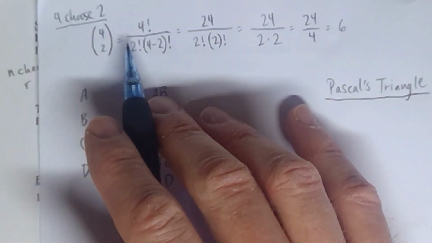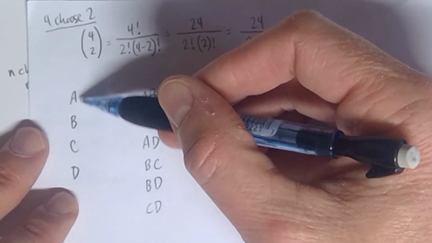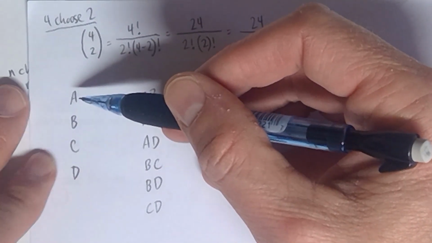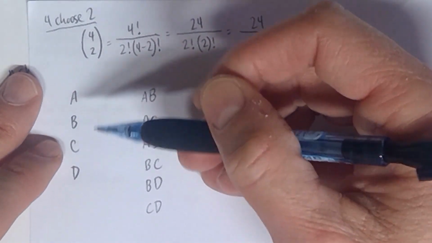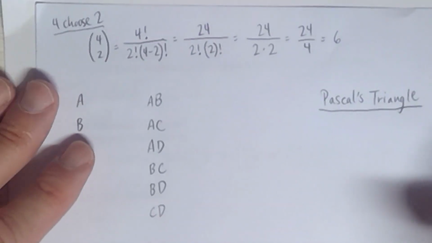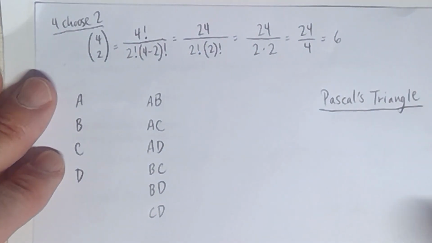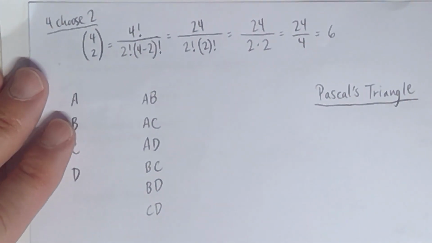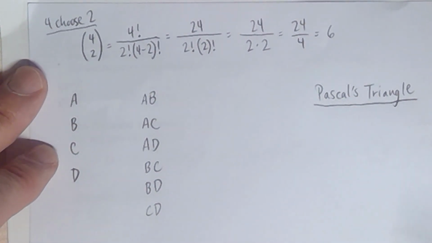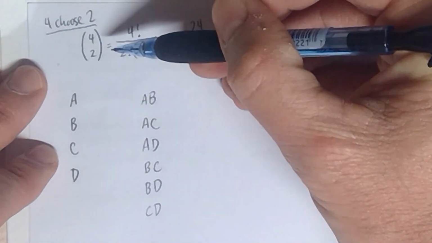Let's say that I had 4 people in a group. I'll pretend those 4 people are called A, B, C, and D: person A, person B, person C, and person D. And let's say that I needed to pick 2 people out of that group for a particular project. How many different combinations would there be of 2 people chosen out of a group of 4? Well, that's what 4 choose 2 means.